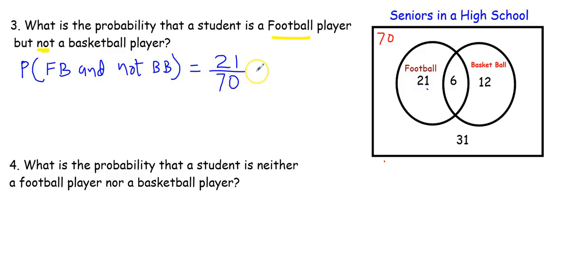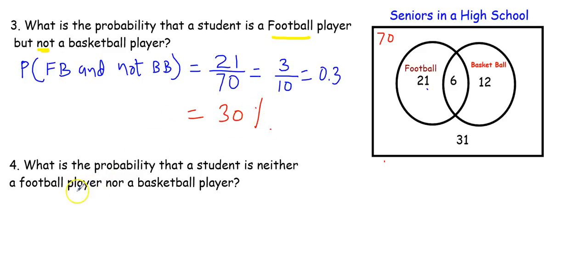You don't need a calculator here because 7 can divide 21 3 times, and 7 divides 70 10 times. So 3 divided by 10, you get 0.3. That is the probability of finding a student who plays football and doesn't play basketball. And if we want to write it as a percentage, it is times 100. So 30% is the answer.